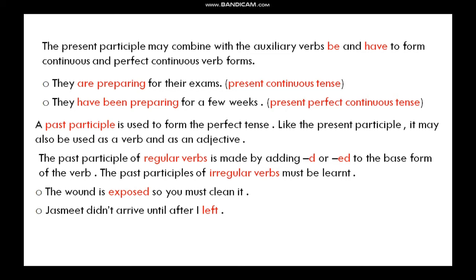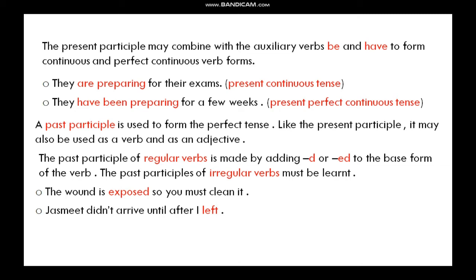Now see the example. They are preparing for their exams. In this sentence, the be form of verb is are, and preparing is an example of present participle, and it made the sentence in present continuous tense. Now see the next example. They have been preparing for a few weeks. In this sentence, after the have auxiliary verb, preparing, means present participle form of verb, came and it framed the sentence in present perfect continuous tense.